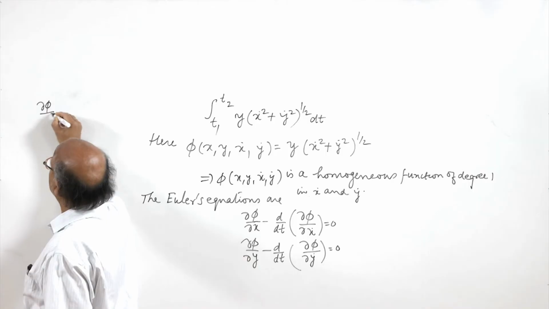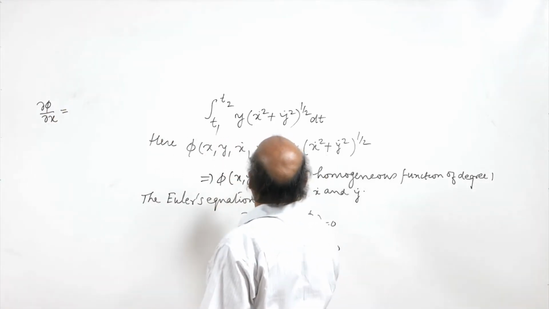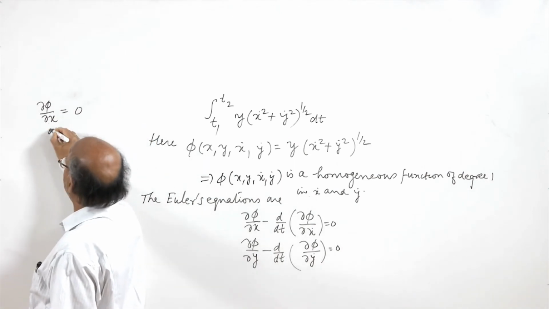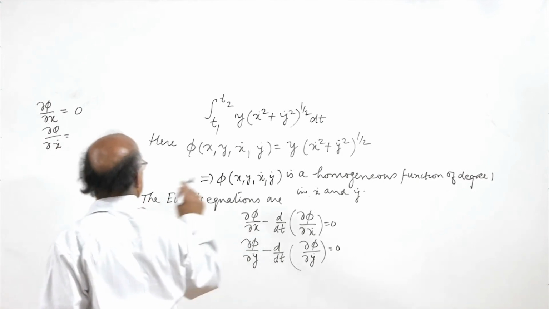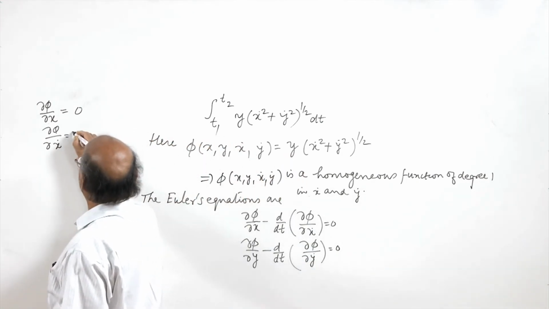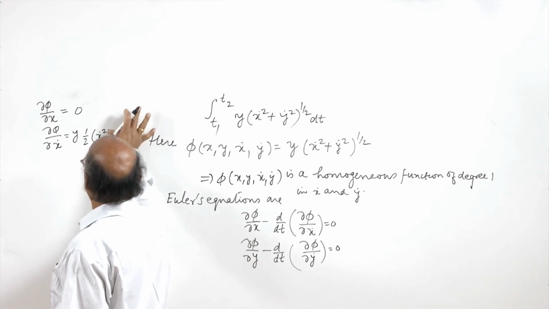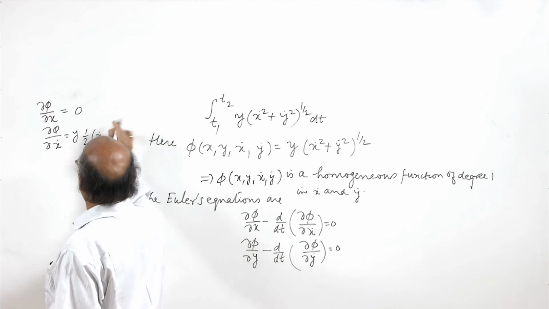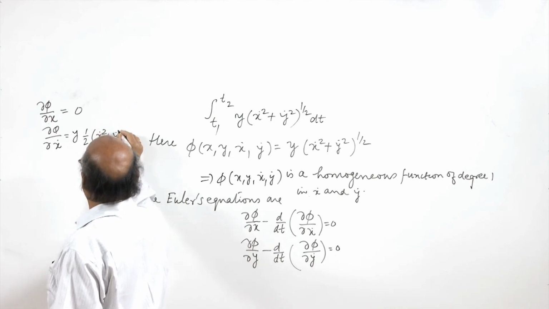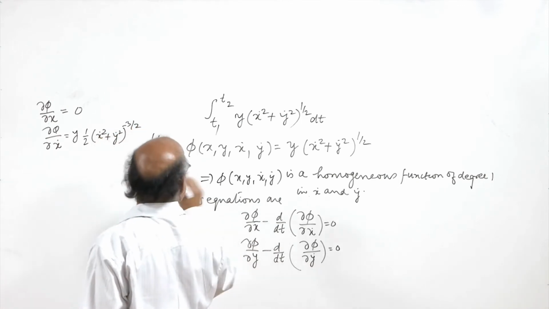Delta phi over delta x. If we find delta phi over delta x, what will we get? 0 here. And if we find delta phi over delta x dot, then what we will get is y times 1 by 2 (x dot square plus y dot square) raised to the power minus 3 by 2 into 2x dot.